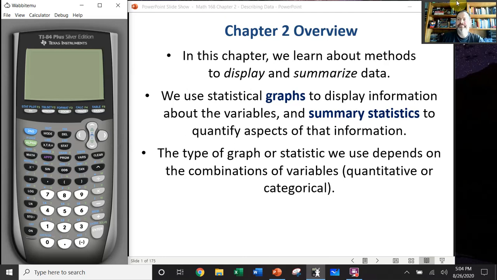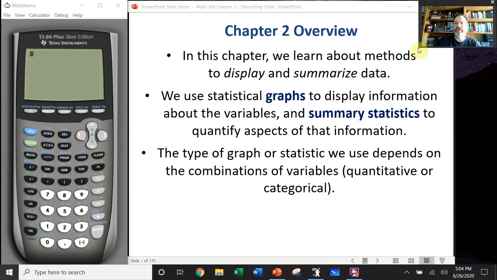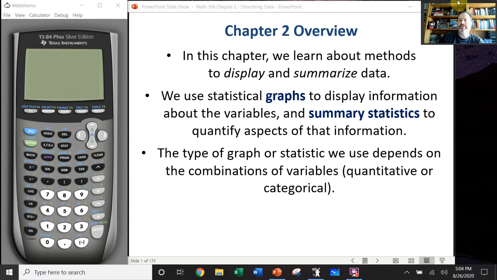Hi there, everybody. In this section, we are going to start Chapter 2. So I'm just going to start with a real quick overview of Chapter 2 here. Nothing fancy to start off. So Chapter 2 is where we learn what happens after data are collected from the cases.